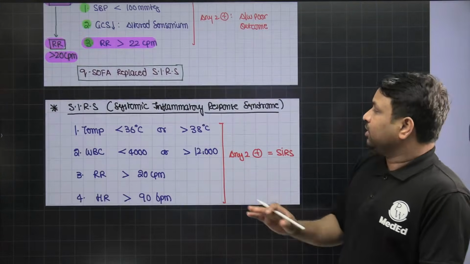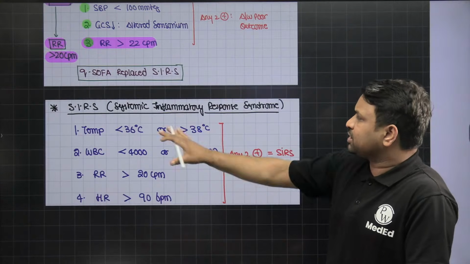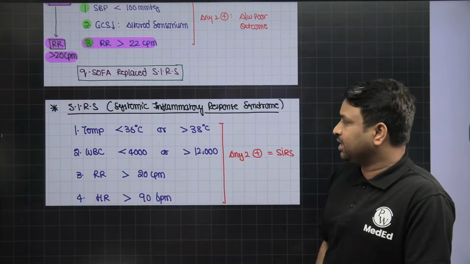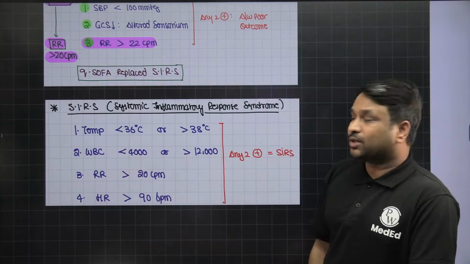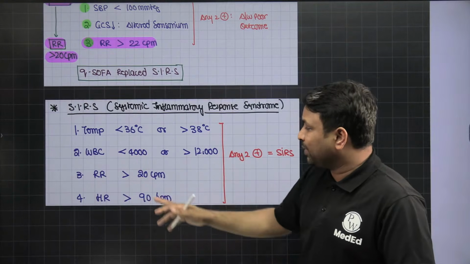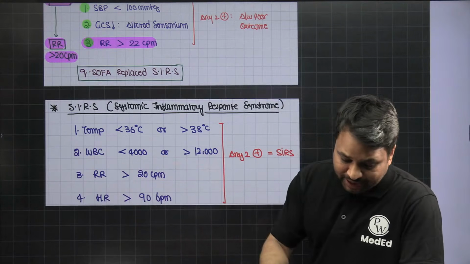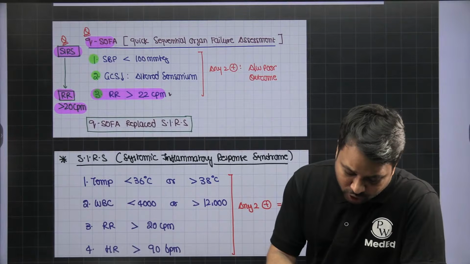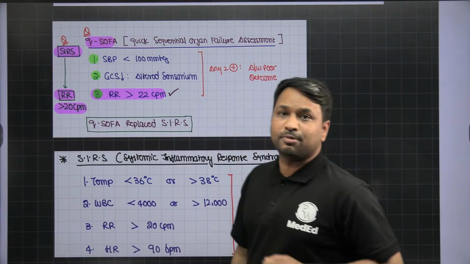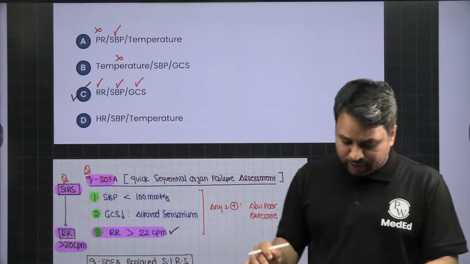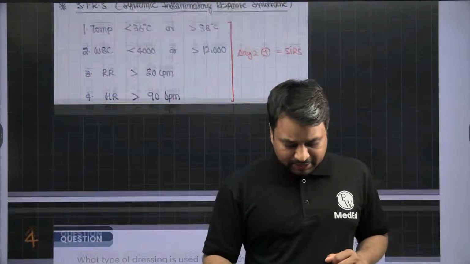Now, earlier we used to have something called SIRS, which is Systemic Inflammatory Response Syndrome. There are 4 criteria, that is temperature less than 36 or more than 38 degrees, WBC count of less than 4,000 or more than 12,000, respiratory rate of more than 20, heart rate of more than 90. But here you can see respiratory rate in SIRS is 20, whereas the respiratory rate in your QSOFA is 22 cycles per minute. That's the difference. So the difference between the QSOFA and SIRS is important. So here the answer is going to be C for Calcutta.